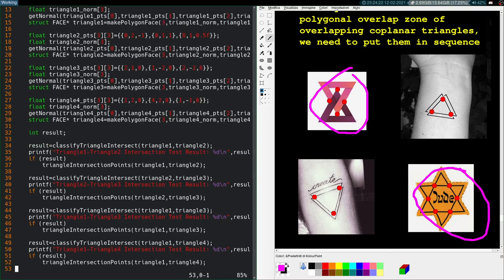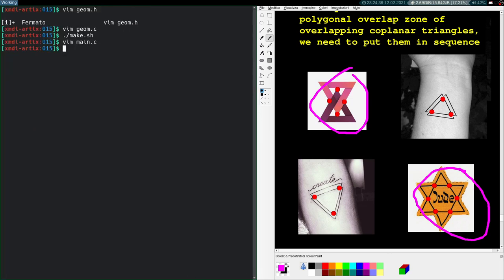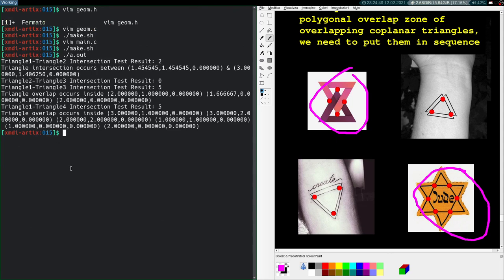So what I do is I first classify them just to see what the classification returns. And then if it returns a number that's not 0, so if it returns intersection, then it computes the points of intersection and it will print them to the screen. So very simple. So if I recompile it, rerun it, we have these results. So don't worry about them. Basically, this just shows you that the functions work as intended.